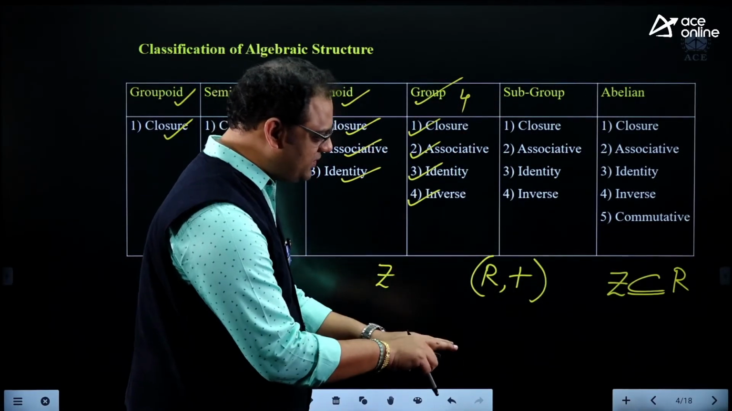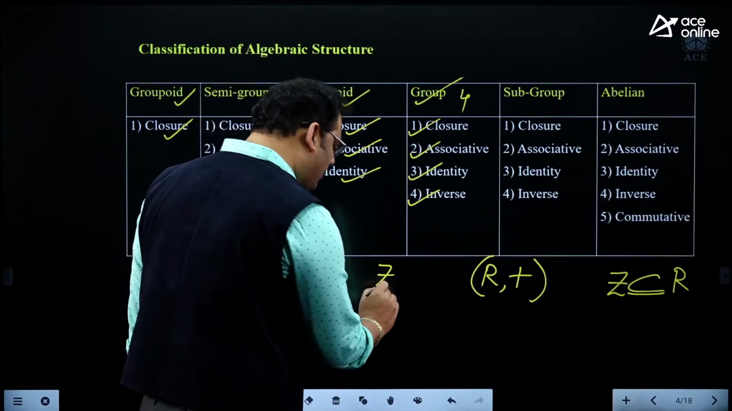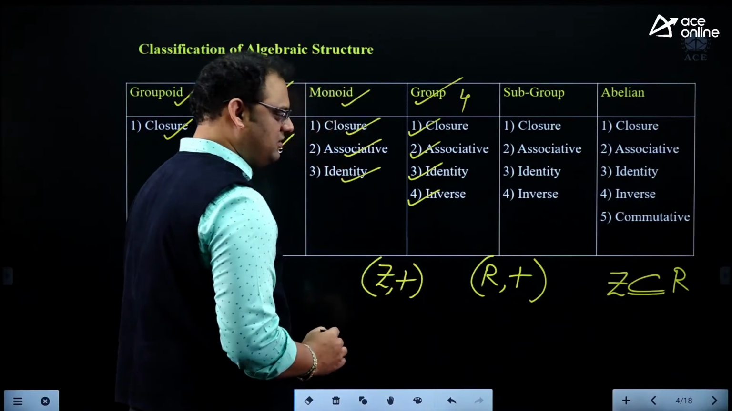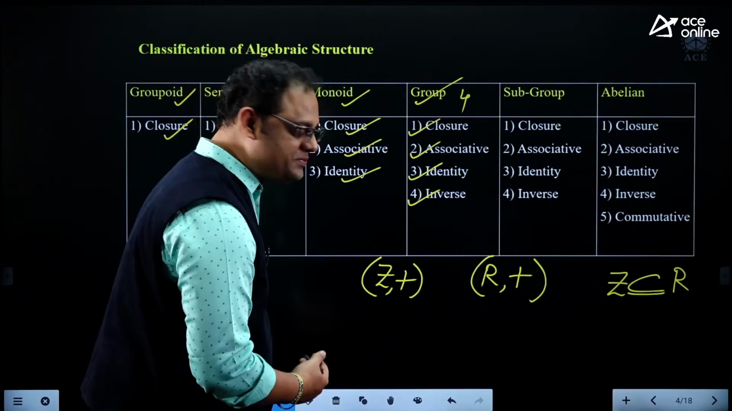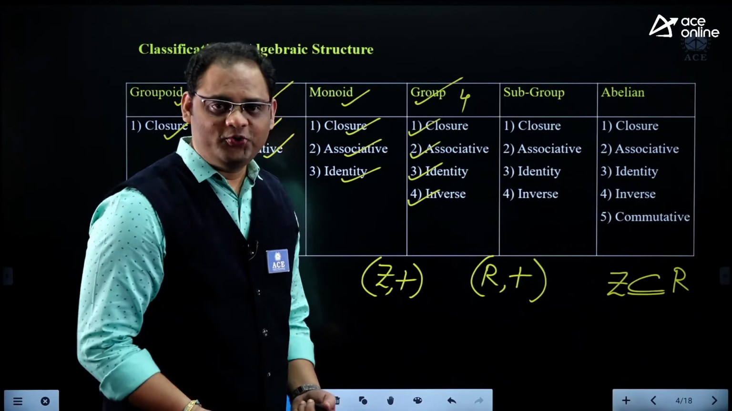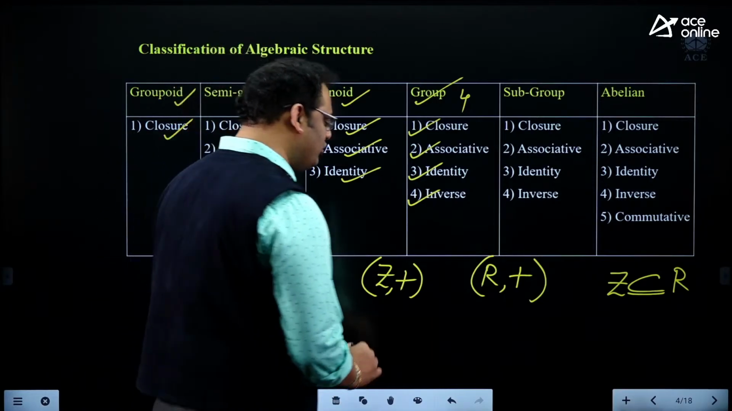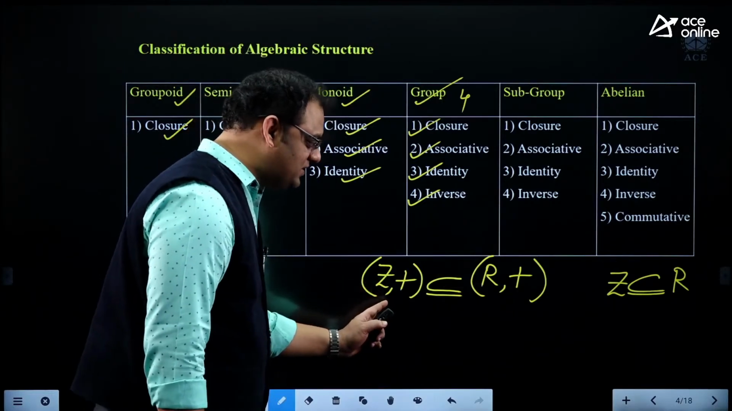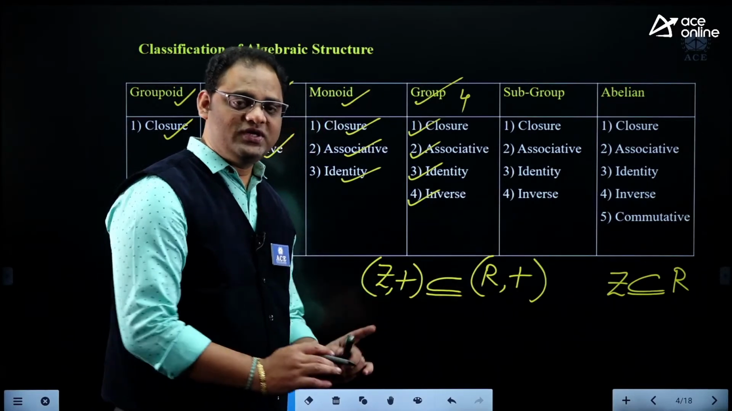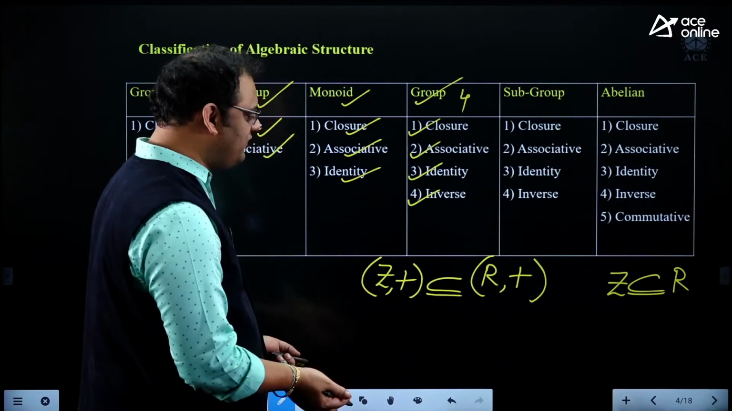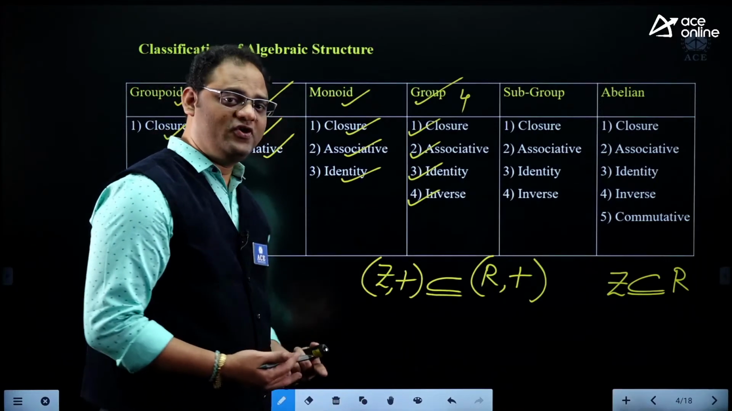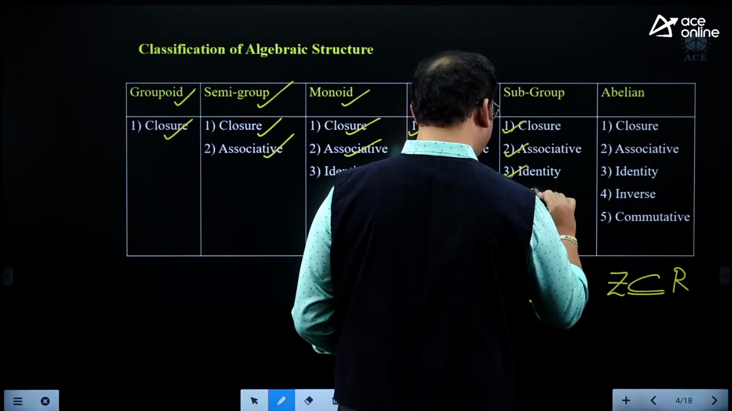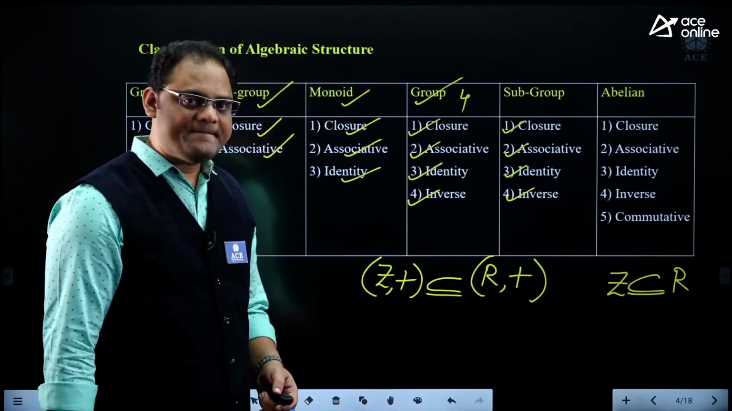Z is a subset of R and moreover Z is also a group under the same binary operation, addition. Sir, Z is a subset and it is also a group. That's why it is known as a subgroup. Group means it has to follow, so your subgroup also should follow all four properties: closure, associative, identity and inverse. Is my point clear?